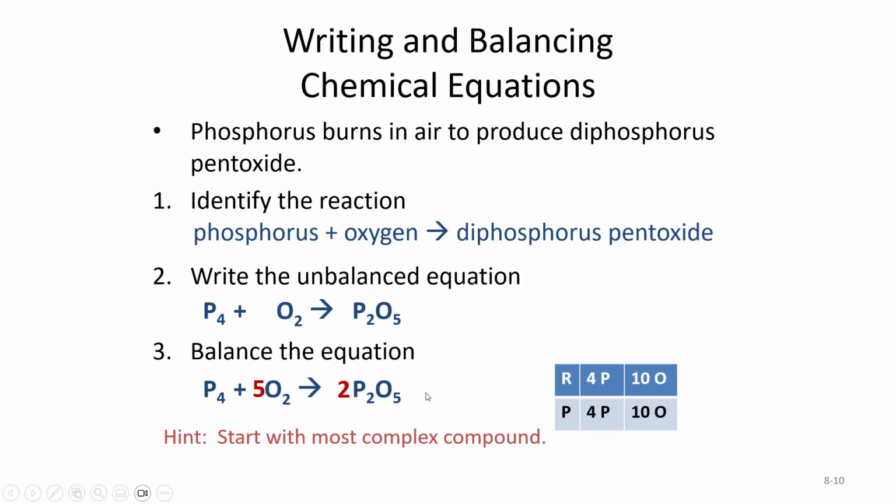When you're done with all of your balancing, you always want to go back and double check that it's balanced, and then you want to confirm that it's the lowest possible combination. So this one has an imaginary 1 in front of it, so we can't reduce these any further. So this is the lowest possible combination. So now we're going to go back through and just ensure that it's balanced. There's 4 phosphorus, 4 phosphorus, 10 oxygen, 10 oxygen. So that 2 times the 5 gives us 10 oxygen. So now this is a balanced equation.